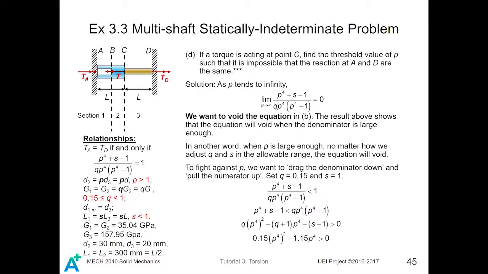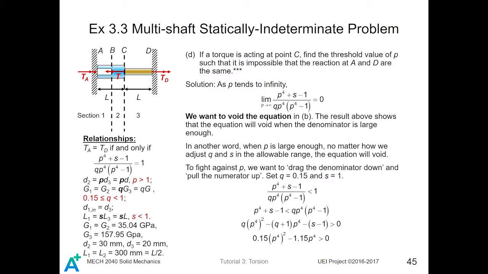But in this problem, we have a very critical limit. If the diameter of the blue bar is too big, to some extent, it is no longer possible for the reactions at A and D to be the same. Therefore, we cannot make the diameter of the blue bar too big. Otherwise, it is impossible for the situation in part A to occur.